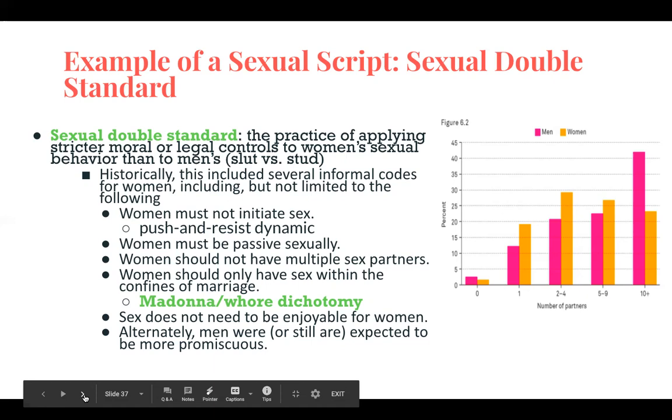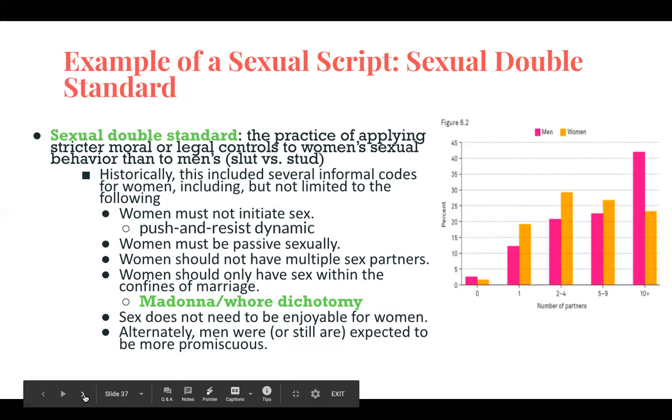Women must be passive sexually. They should not have multiple sexual partners, particularly at one time, right? That expectation of fidelity exists even outside of marriage, but particularly for women. Although, like I said, the expectations around premarital sex have shifted historically, even though as a culture we said premarital sex was wrong. If you go back to the 30s, the 40s, the 50s, it wasn't seen as wrong for men to be sexually experienced as it was for a woman to be having sex and be sexually experienced.